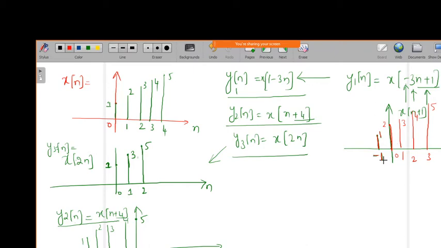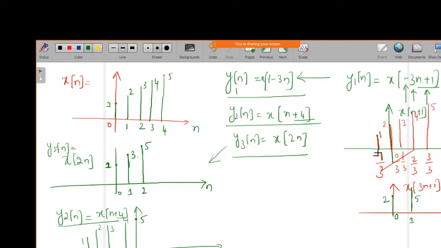So now divide by 3. If you divide by 3, what are all the values that exist? Only at 0 and 3 by 3, which is at 1. So now if you represent that one, you will get x of 3n plus 1 as, only at 0 and 1, because 3 by 3 gives 1, so at 1 you will be having amplitude 5, and at 0 it will be having amplitude 2. Understood how I have written?